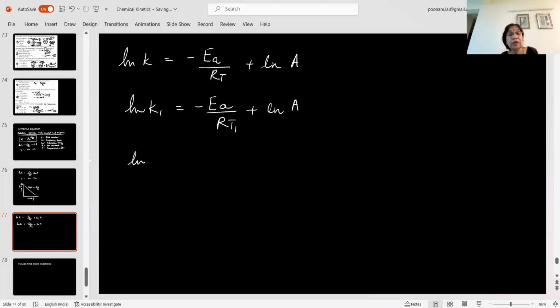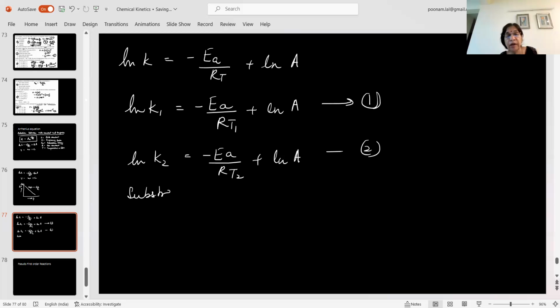And the rate constant K2 at temperature T2 will be, what will I write? Minus EA by RT2 plus ln A. Okay, we are talking of the same graph, so ln A is the same. This is equation 1 and this is equation 2. So I am subtracting equation 2 from equation 1. I can arrive at another equation.